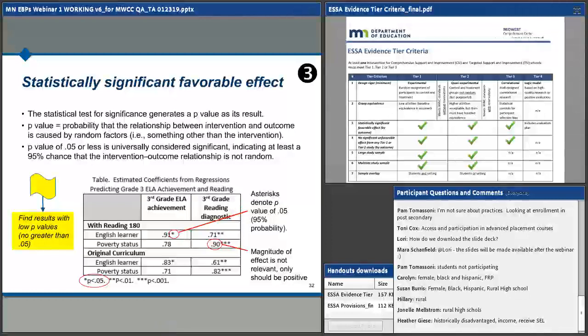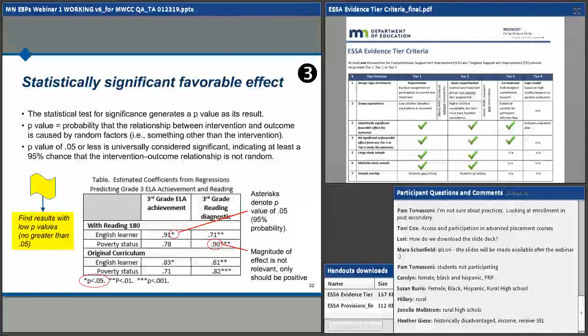You see that we have 2 outcomes for the columns: outcomes in 3rd grade ELA achievement and outcomes in the 3rd grade reading diagnostic tests, right? So 2 different sets of test scores. Then we have 2 practices here. We have a status quo or original curriculum, and then we have a Reading 180 practice. So we have 2 practices and 2 outcomes in this.